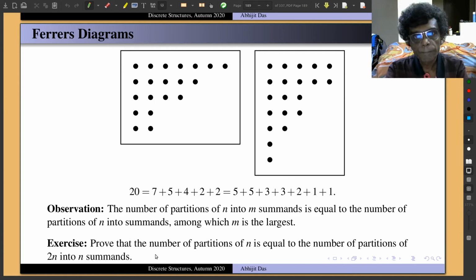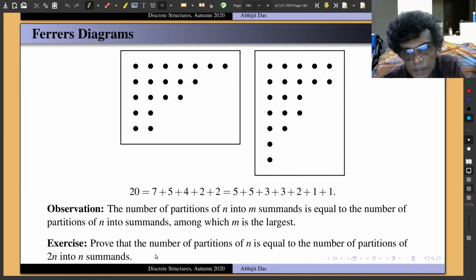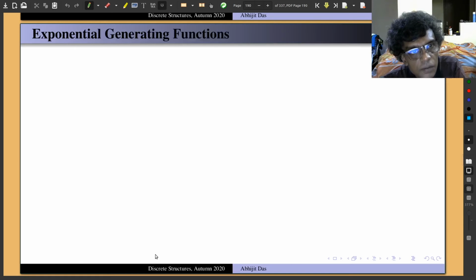Fine. So, that's all about generating functions and their applications. I now introduce a new type of generating functions called exponential generating functions. So far, we are mostly interested in combinations. These exponential generating functions have something to do with permutations.